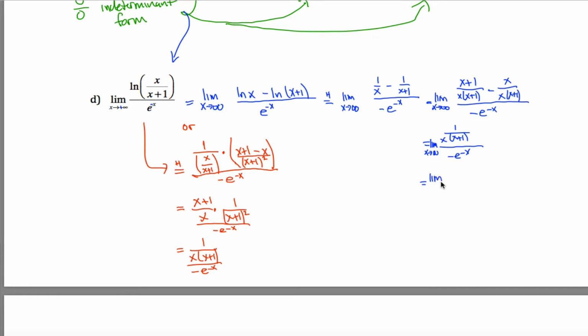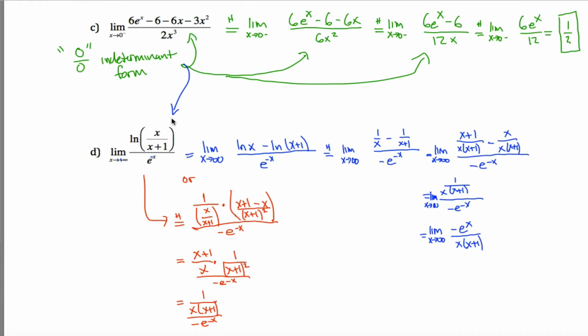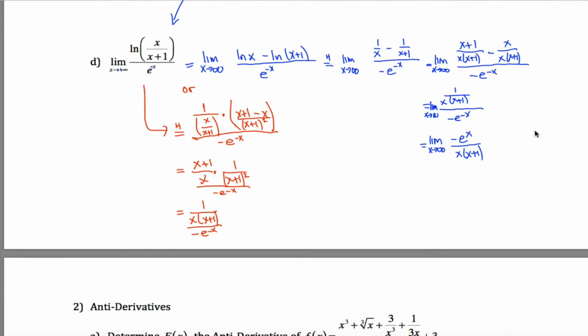So let's say it's the limit as x approaches infinity of the negative of e to the x power divided by x times x plus 1, because I have 1 over this stuff, so really this is down on the bottom, and then I can move this up to the top by getting rid of the negative exponent. I have this thing right here. Question, is this indeterminate? Yep, it is. It's not this type of indeterminate form, it's actually the infinity over infinity type of indeterminate.